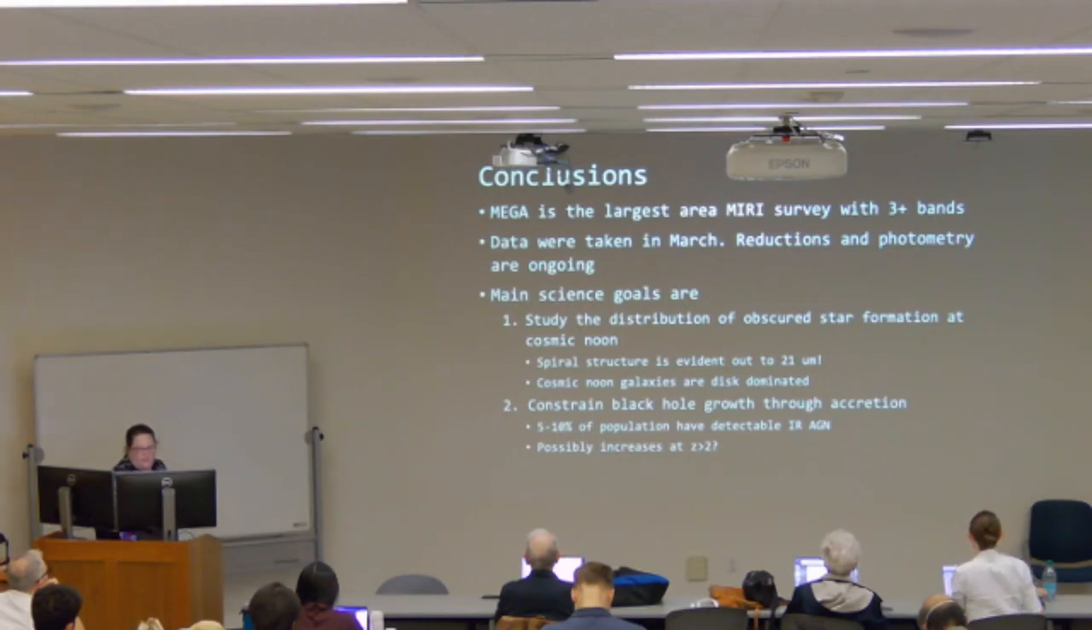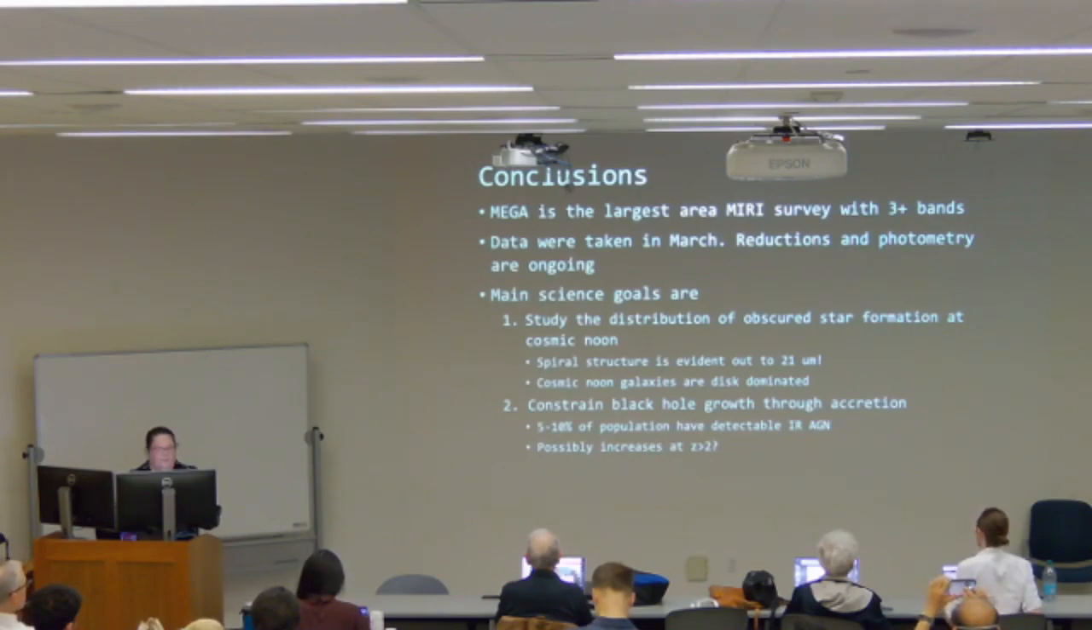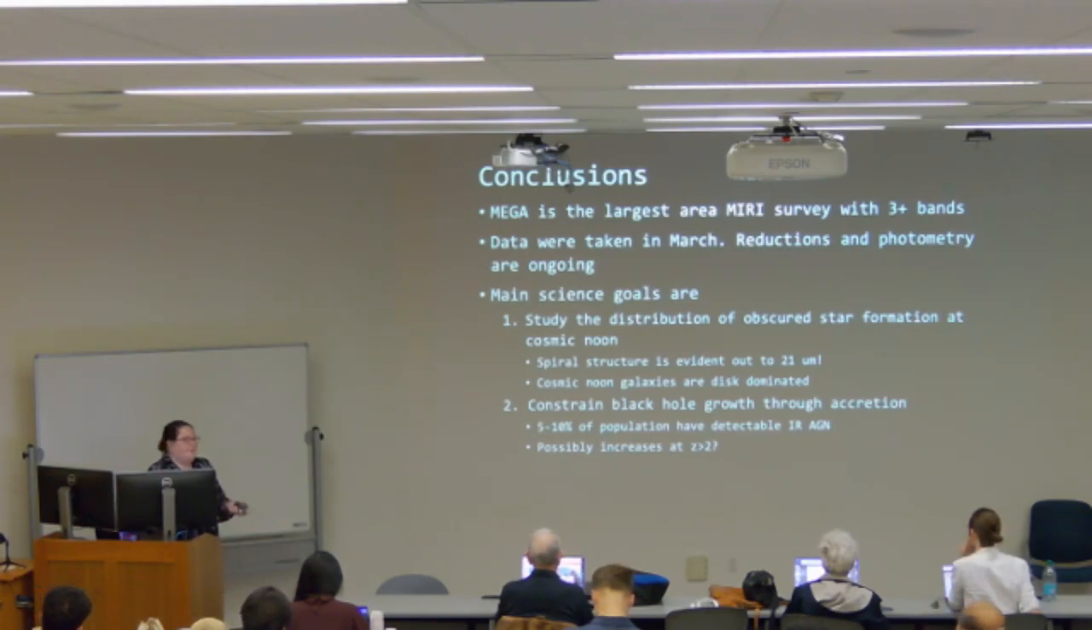So like I said, in conclusion, MEGA is the largest area MIRI survey in 3 bands. Our reductions are ongoing, and our main science goals are to study the distribution of obscured star formation at cosmic noon. And indeed, looking at our images, we already do see spiral structure, and our cosmic noon galaxies are just disk dominated, and then to constrain black hole growth through accretion. And so far, about 10% of our population. But now, because we have 4,000 galaxies, we have hundreds of AGN to look at, as opposed to just a handful. So stay tuned. All right, thank you.